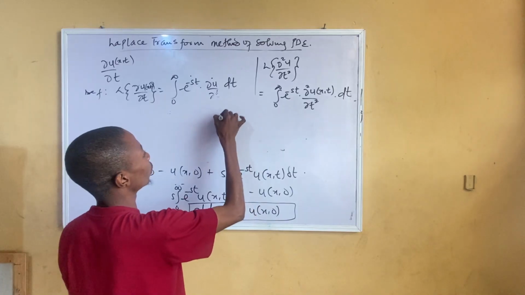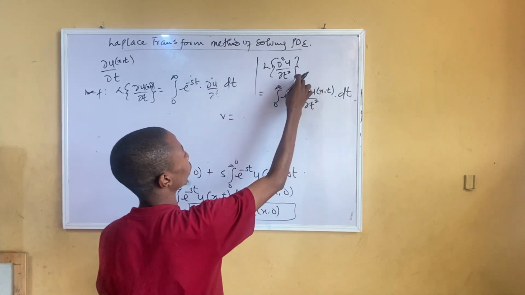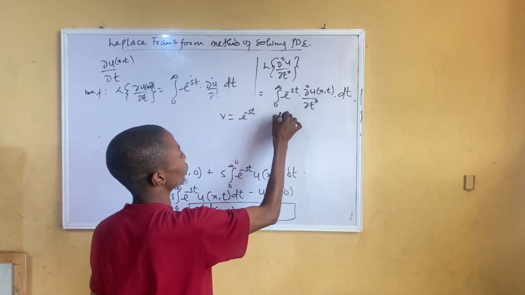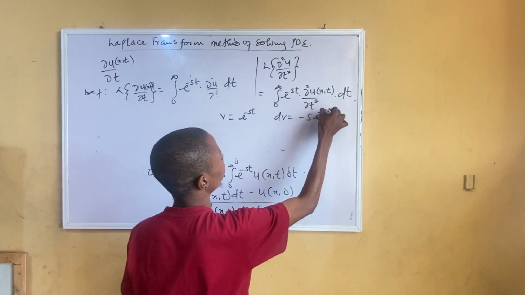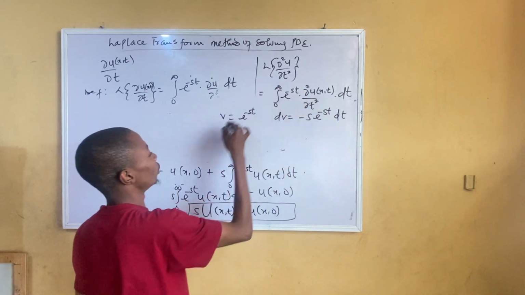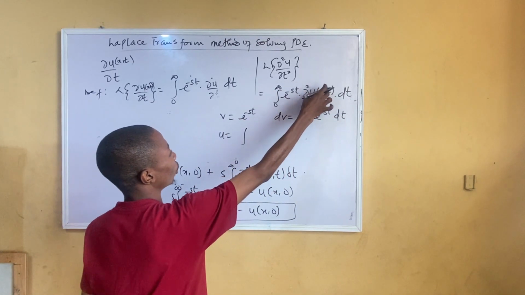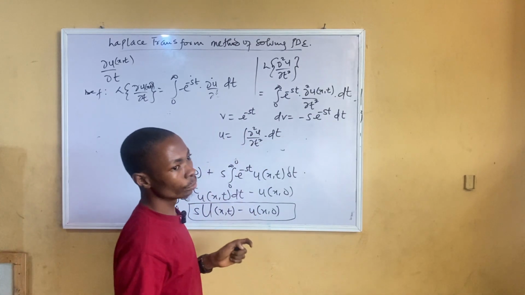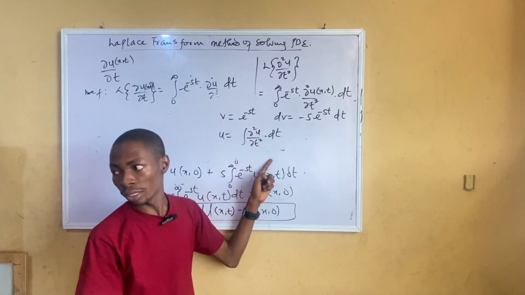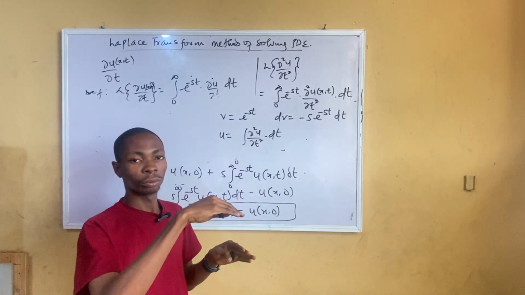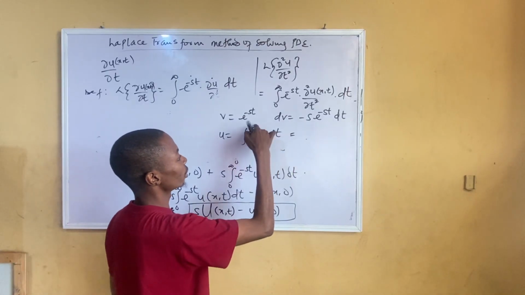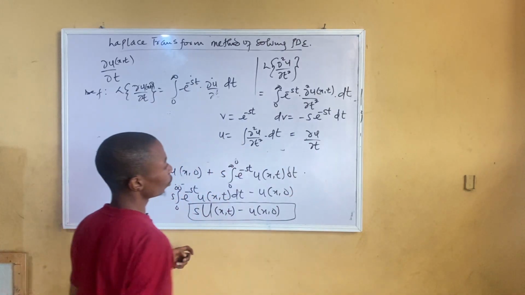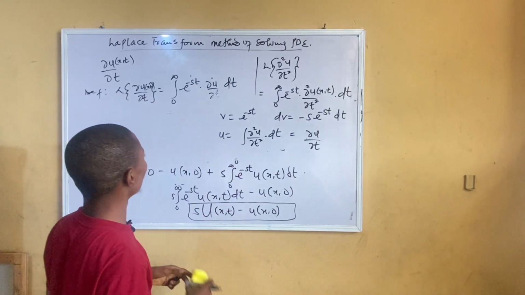Again, you say let v, this is what I want to differentiate, let v equal e to the minus st, and if you differentiate v, dv equals minus s e to the minus st dt. Then my u will now be the integral of d squared u dt squared with respect to time. If you integrate the second derivative, it will go back to the first derivative, so it will be du dt.